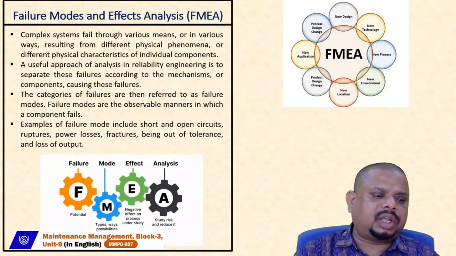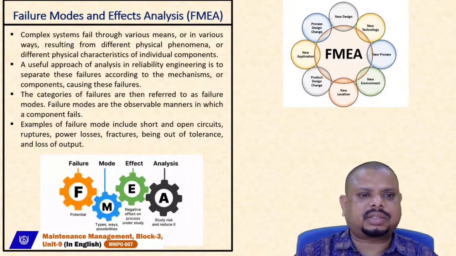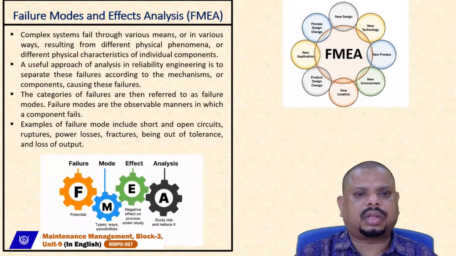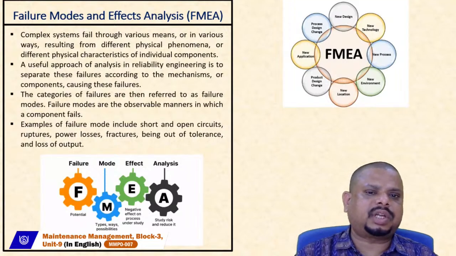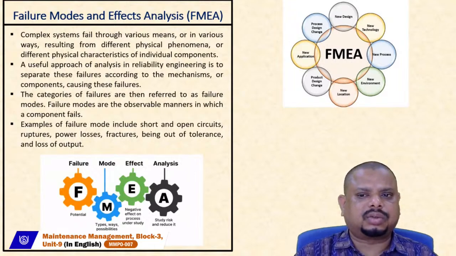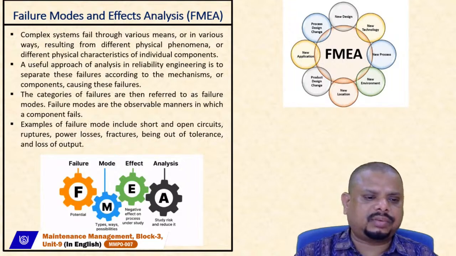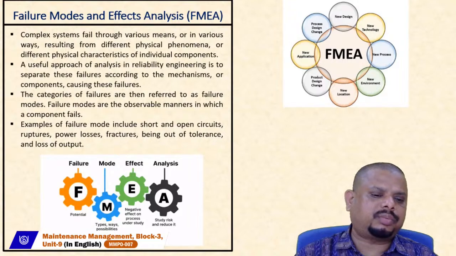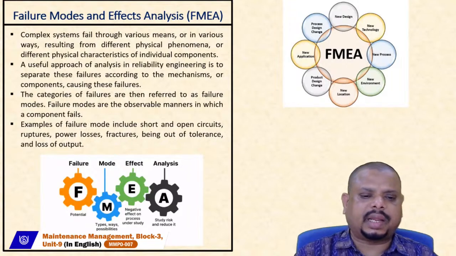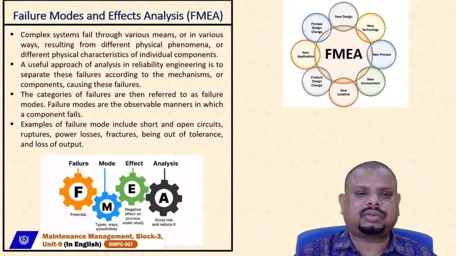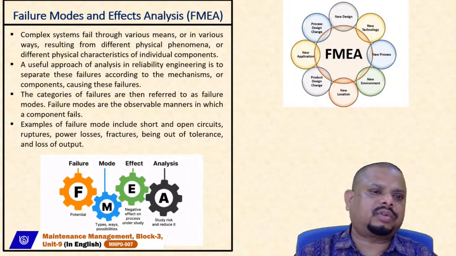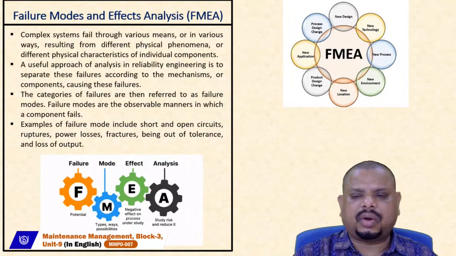The next topic we have is failure modes and effect analysis. A complex system fails through various means or in various ways, resulting from different physical phenomena or different physical characteristics of individual components. In the case of failure mode effect analysis, you have to focus first on P, which stands for potential, then M stands for mode, that is the way of possibilities, E stands for effect, that is the negative effect on the process under study, and analysis is the study of risks to reduce it.